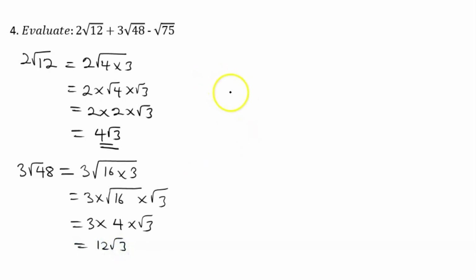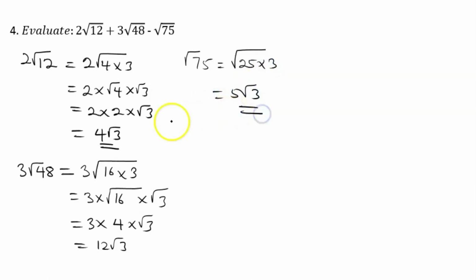Then the last one is root 75, which is 25 times 3. Of course, we've done that before. So this is going to give us 5 root 3. All right, so what do we do next?